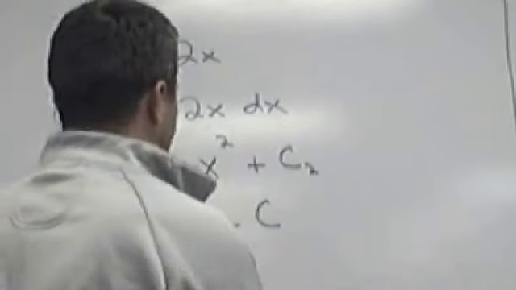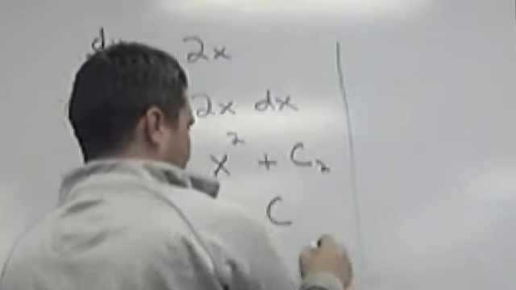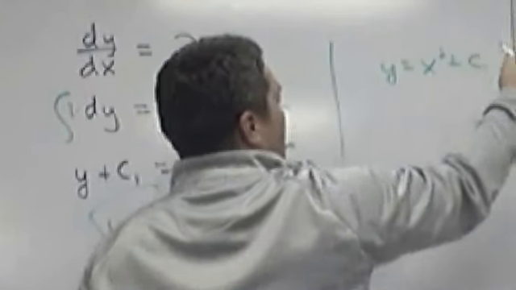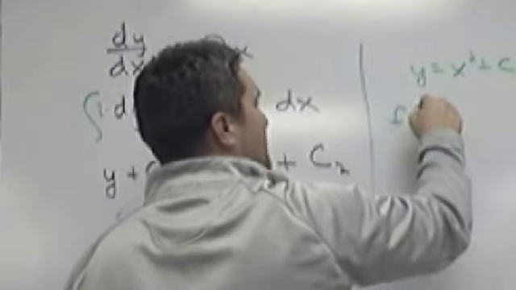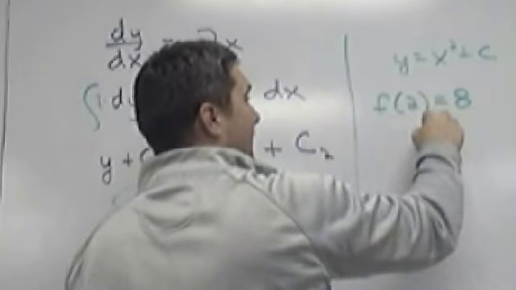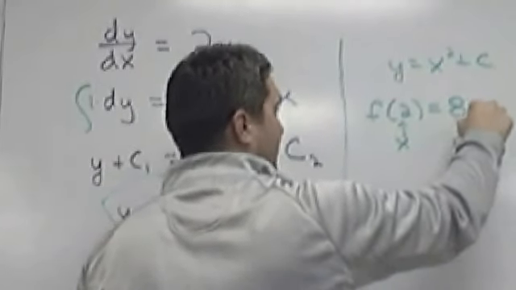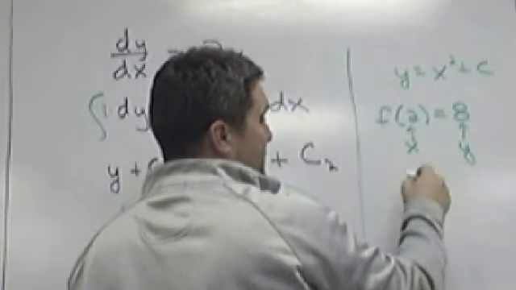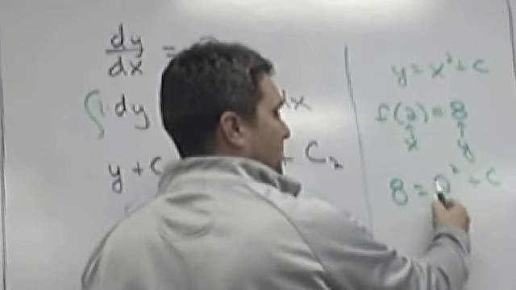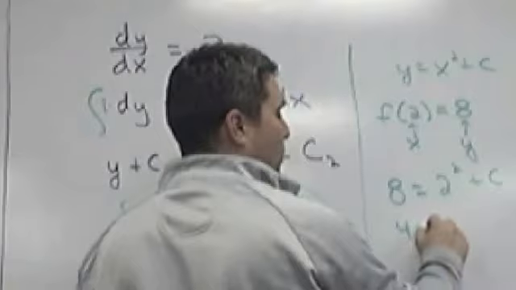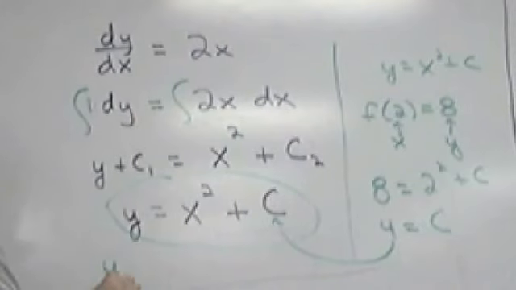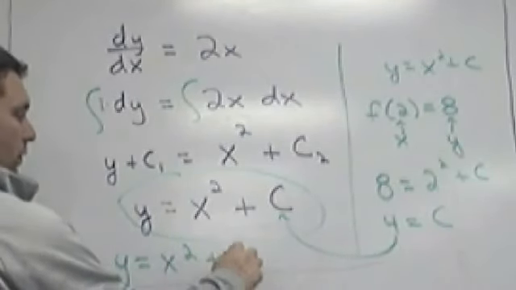All you're going to do is say, all right, we got y equals x squared plus c. And I know that when I insert 2, I'm going to get 8 back. That's given to us. So when x is 2, f of 2, y is 8. So put that in your equation. 8 equals 2 squared plus c. And then it's very simple. You subtract 4, and you get 4 equals c. Then that goes right here, and your particular solution is y equals x squared plus 4.